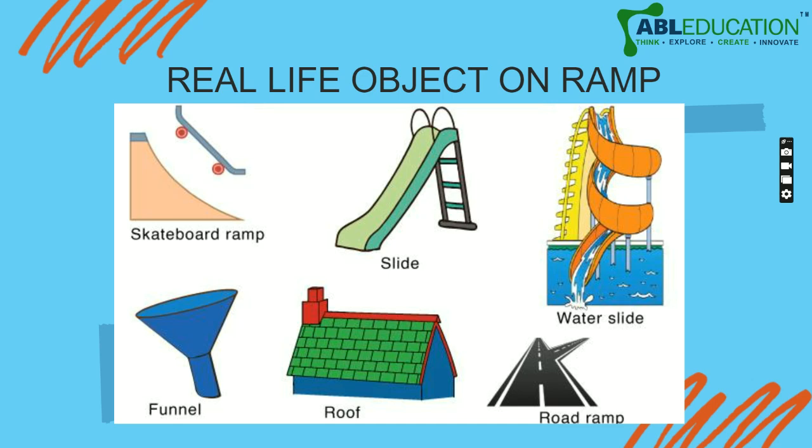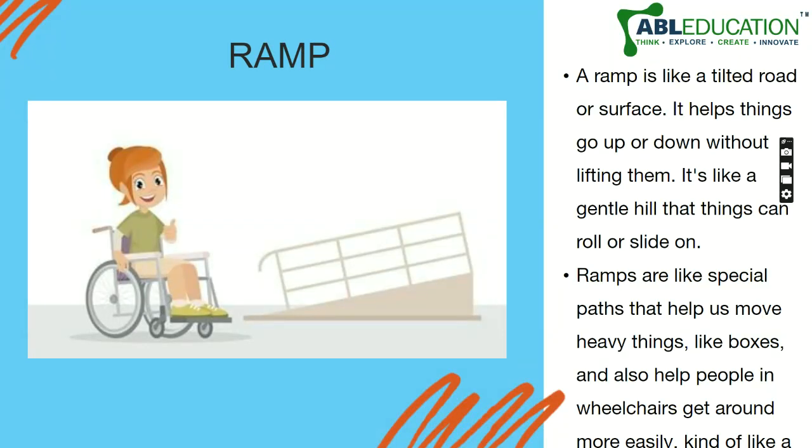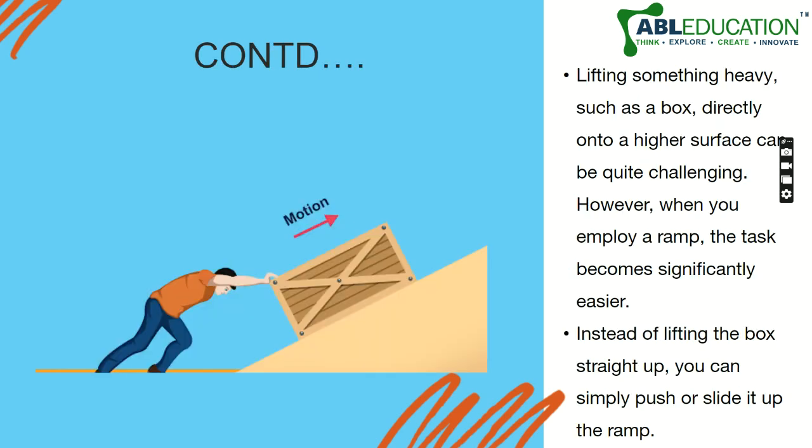For example, there are different types of inclined planes such as a skateboard ramp, slide, water slide, funnel, roof, road ramp. A ramp is like a tilted road or surface. It helps things go up or down without lifting them. It's like a gentle hill that things can roll or slide on. Yes, can you see? So it is like a simple machine that eventually makes our work easier.